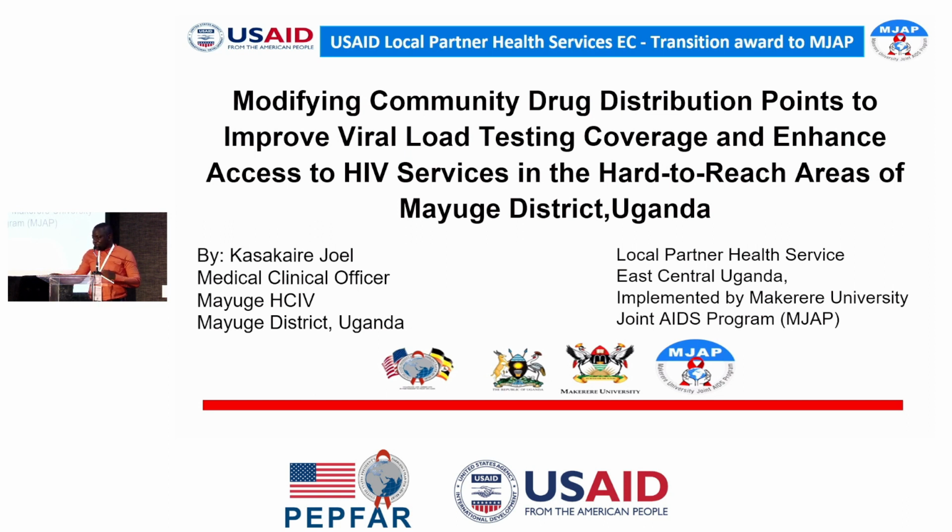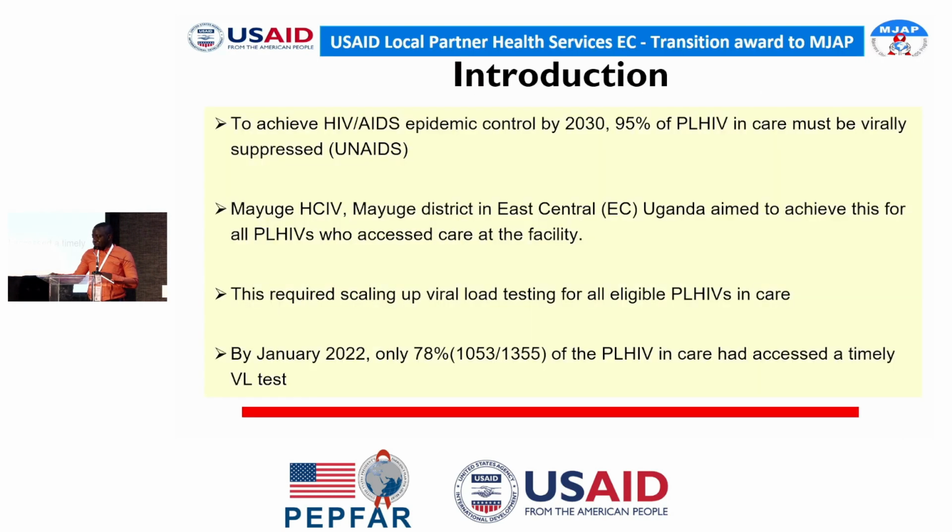So, modifying community distribution points to improve viral load testing coverage and enhance access to HIV services in hard-to-reach areas in the district. We know the UNAIDS triple 95 strategy, but this time around we are going to concentrate on the third 95. I think everyone in the building knows about it, whereby 95% of those clients who are in care should have their viral load suppressed. However, we can achieve this through viral load testing and adding on other parameters.